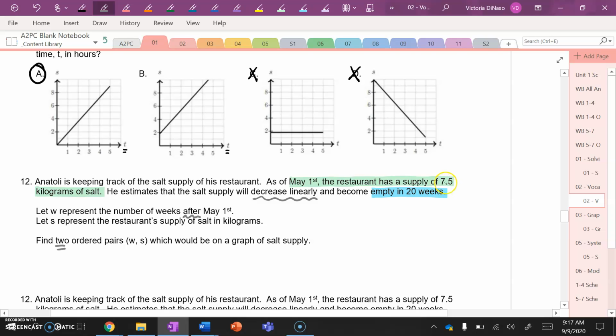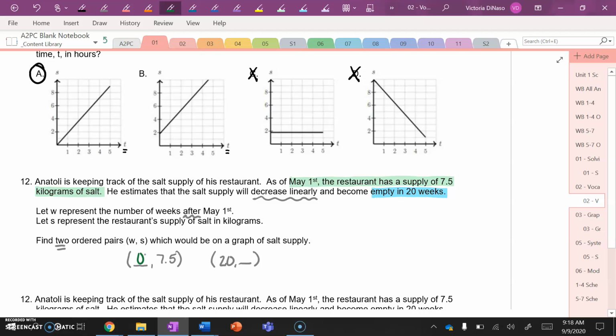So I see this first number, 7.5 kilograms of salt. So I know that we have some sort of weeks, 7.5. And then I see that it becomes empty after 20 weeks. So I know that my other week, the W, is going to be 20. Well, on May 1st, we have 7.5 kilograms of salt, and W represents the weeks after May 1st. So on May 1st, we haven't even started yet. That would be week 0. It's just like when you're thinking about age. You don't begin at 1 year old, you begin at 0 years old, and then build up from there.